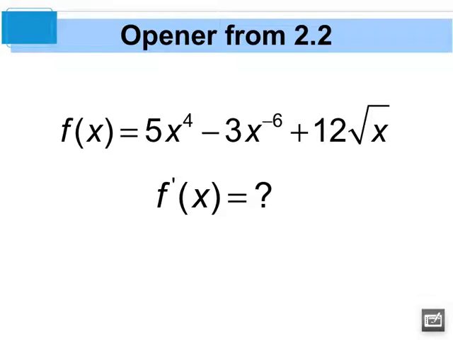Tim, what do you got? 20x to the third. And then it'd be plus 18x to the negative 7. And then would it be, 12 is a constant? Would that be 0? And then it's x to the 1/2, so plus 1/2 x to the negative 1/2. Close. You don't take the product, you just treat that as a constant.